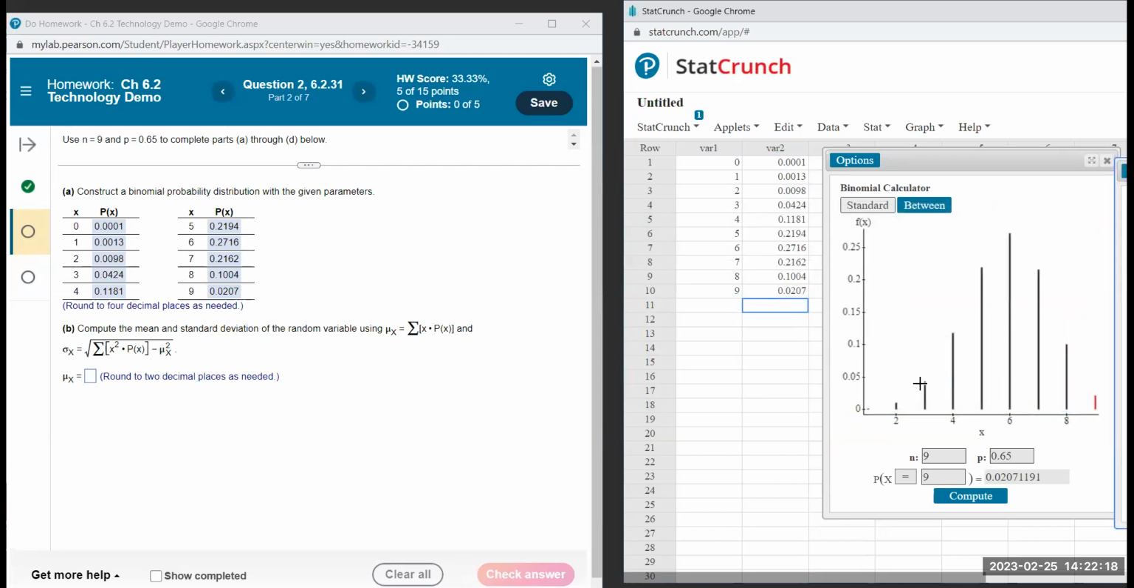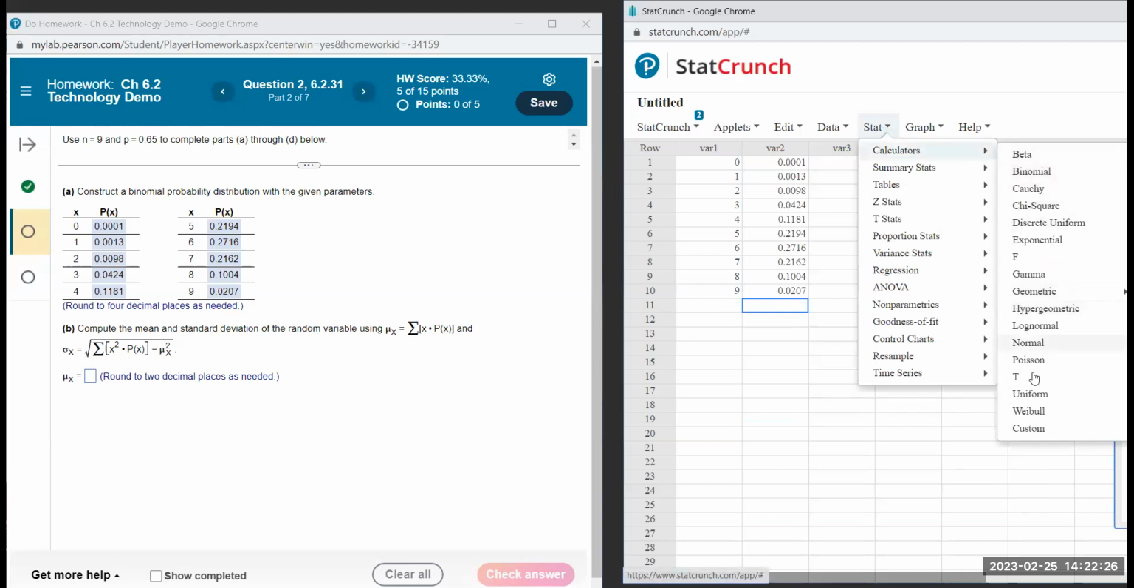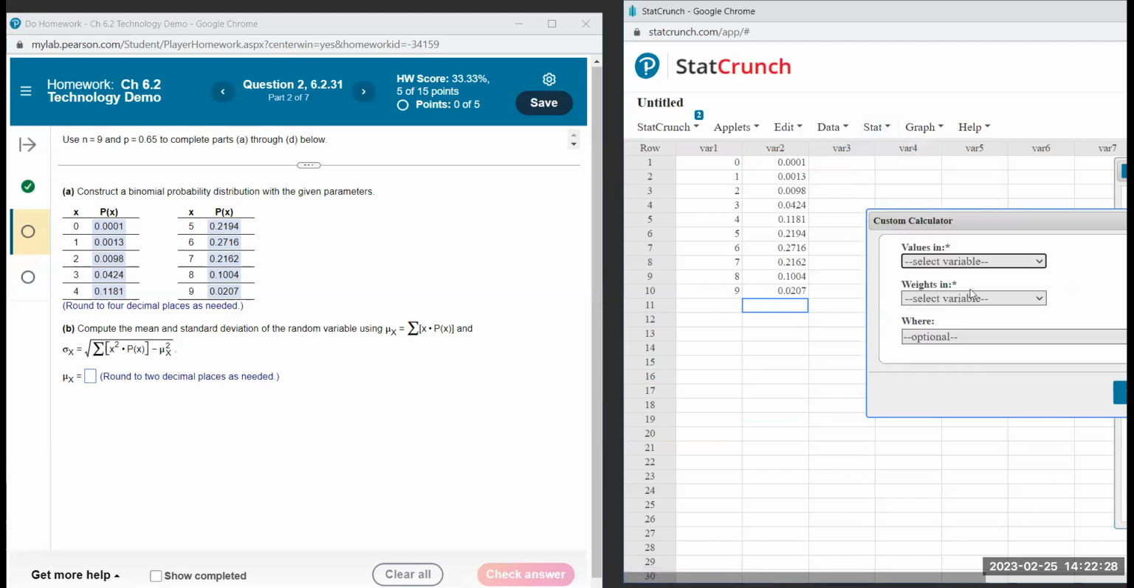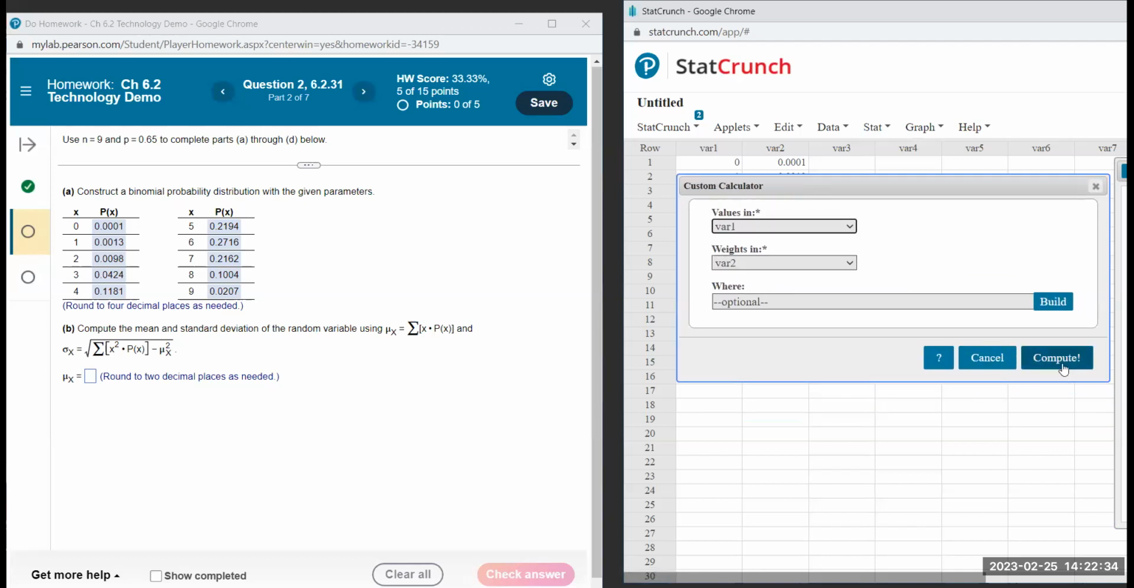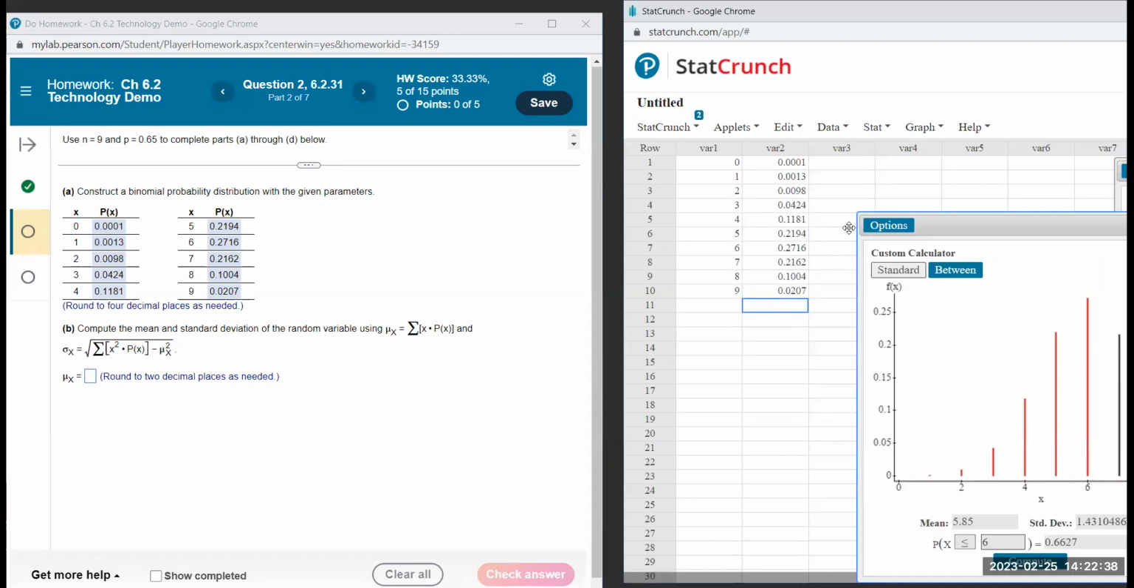It gives me the same diagram as before. Oh wait, this is not the one. Let me close this. Let's try that again. Calculators, custom. Select variables 1, 2. Compute. It's over here to the right. That's why I lost it.